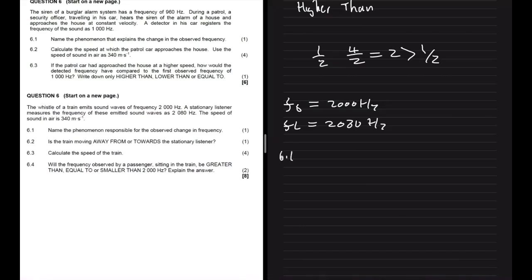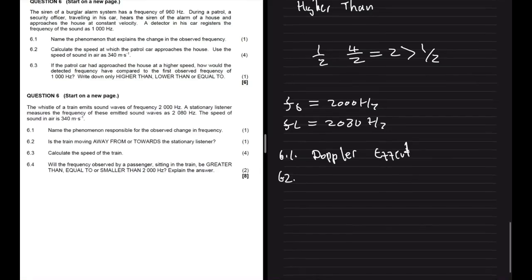So it's either the sound source is moving towards the listener or the listener is moving towards the sound source. Name the phenomenon responsible for the observed change in frequency. That's the Doppler effect. The frequency observed is different from the frequency emitted because of the relative change in position between observer and listener. 6.2: is the train moving away from or towards? It's moving towards, because the observed sound is greater than the emitted.